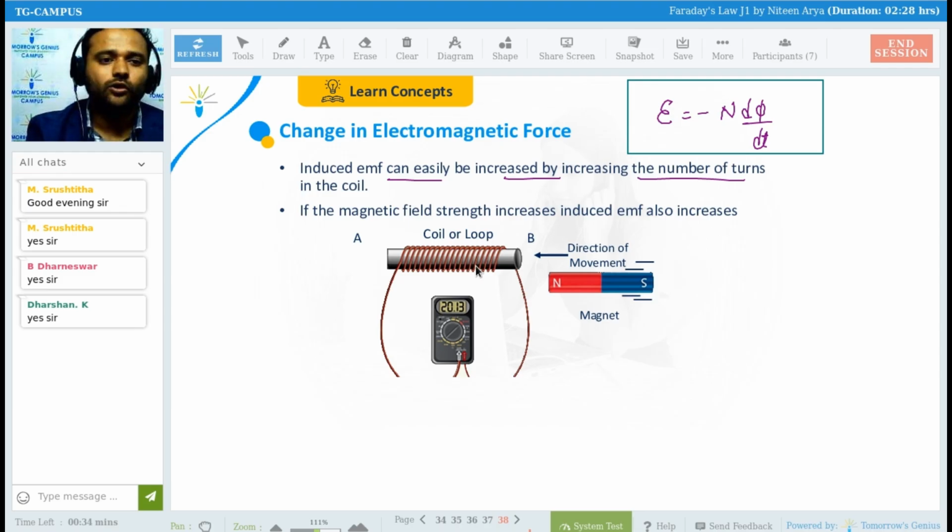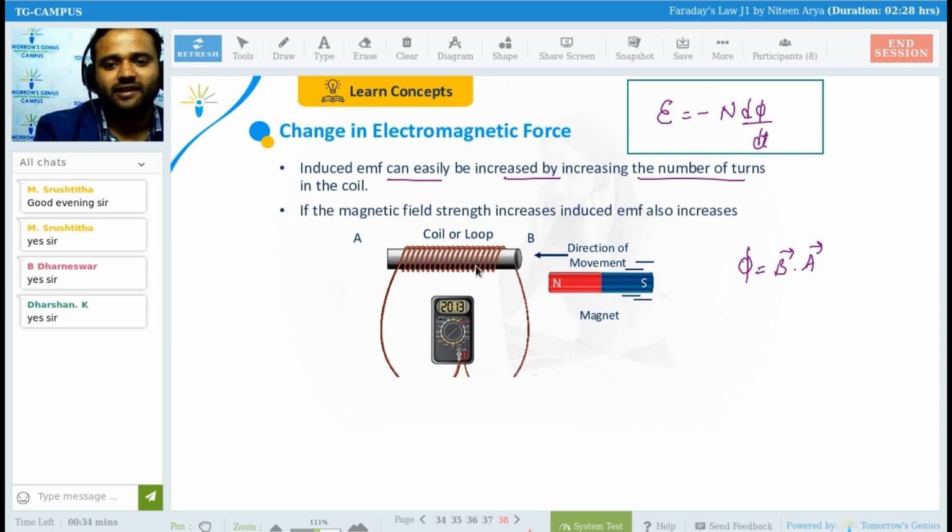So we can say induced voltage also sometimes, because on the previous page I correlated it with volt into second. So this is going to be voltage per unit time. Induced EMF can easily be increased by increasing the number of turns. If the magnetic field strength increases, induced EMF also increases. Same thing. Clear? And what increases if you increase the magnetic field strength? Phi B, or you can say phi, equals B dot A.